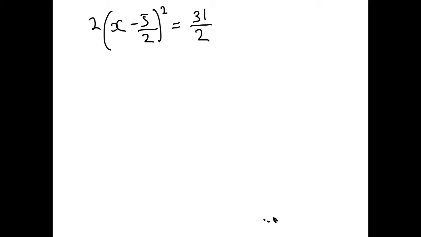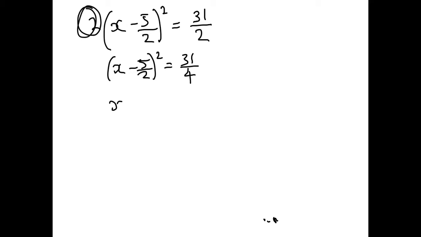Right, now this term here is the new bit. I need to divide the other side through by that. I get x minus 5 over 2 squared is equal to 31 over 4. So x minus 5 over 2, taking roots of both sides, is equal to plus or minus root 31 over 4.